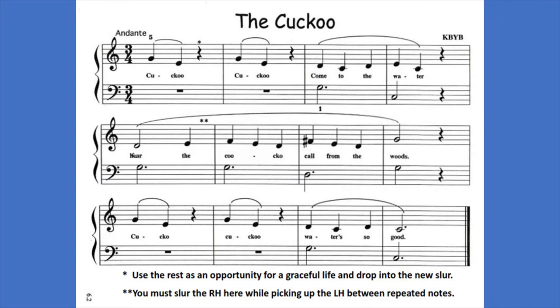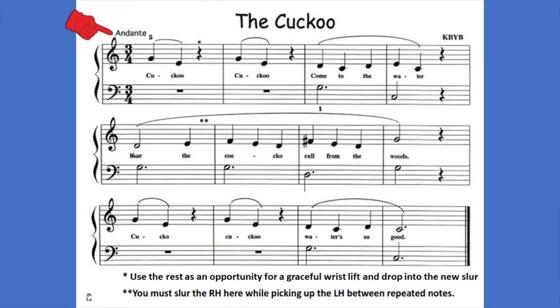Now let's look at the music. First, we notice that it's andante, walking tempo. Then we notice that it's 3-4 time, 3 beats in a measure, and a quarter note gets 1 beat. Next, notice the star, which is an asterisk, over the rest in measure 1. It means there's an important note at the bottom, and the note says, use the rest as an opportunity for a graceful lift and drop into the new slur.